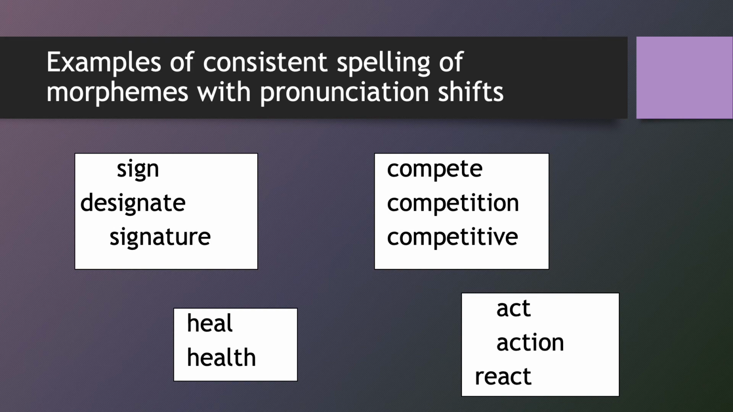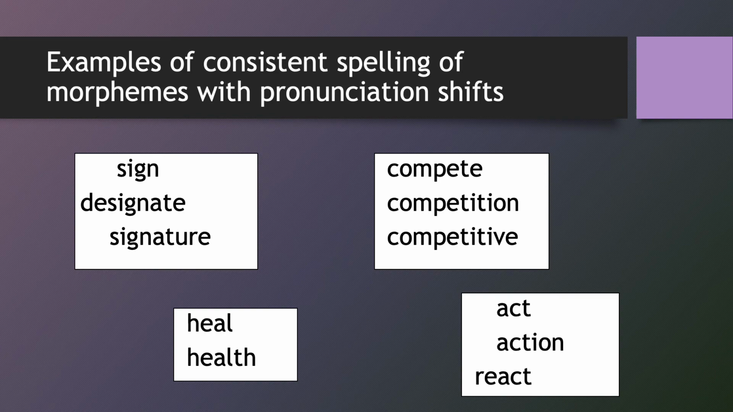So in sign, you don't hear a G, but you hear it in designate and signature. The S in designate is different pronunciation from sign and signature, but it doesn't matter because the primary purpose of English spelling is to represent the meaning and to show the consistent spelling of morphemes.